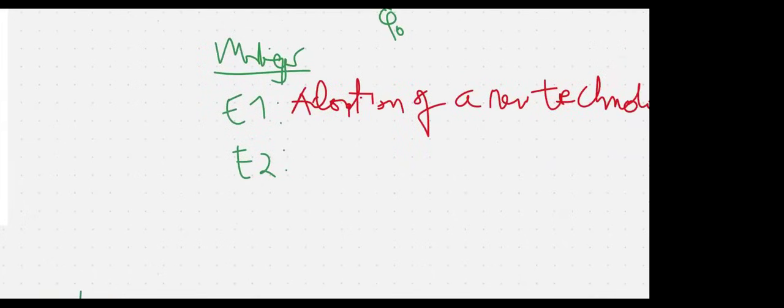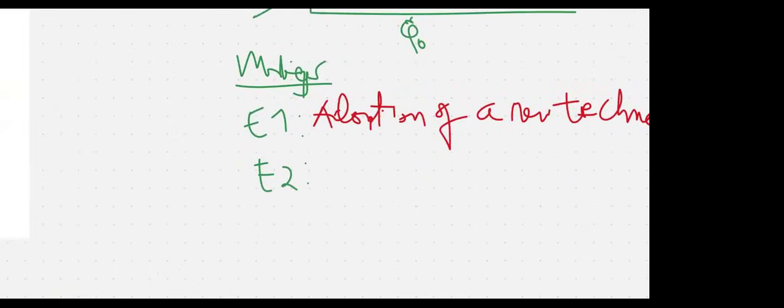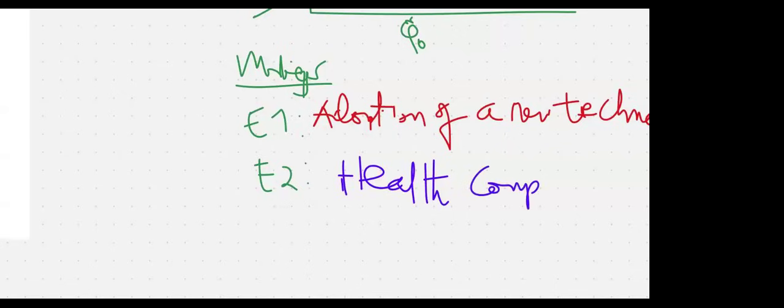So the next one is what? We'll say health complications or health effects. So either way you write it, that'll be fine. Health complications. Or health hazards. You can write it either way.